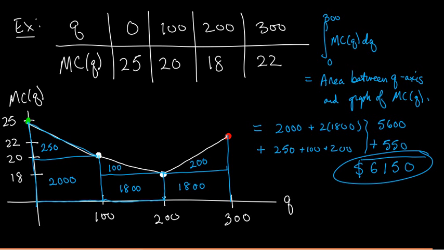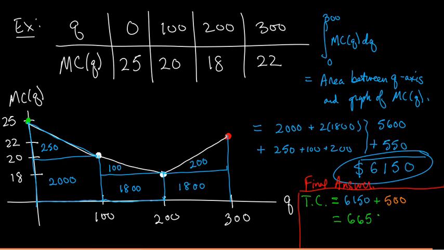And so the final answer is what? Put it here in this little corner. Remember, we wanted the total cost. So the total cost, I'll put that as TC, is going to be equal to the integral, which is $6,150, but then plus the fixed cost, which was 500. And so the grand total comes out to be $6,650. All right, and there you go.